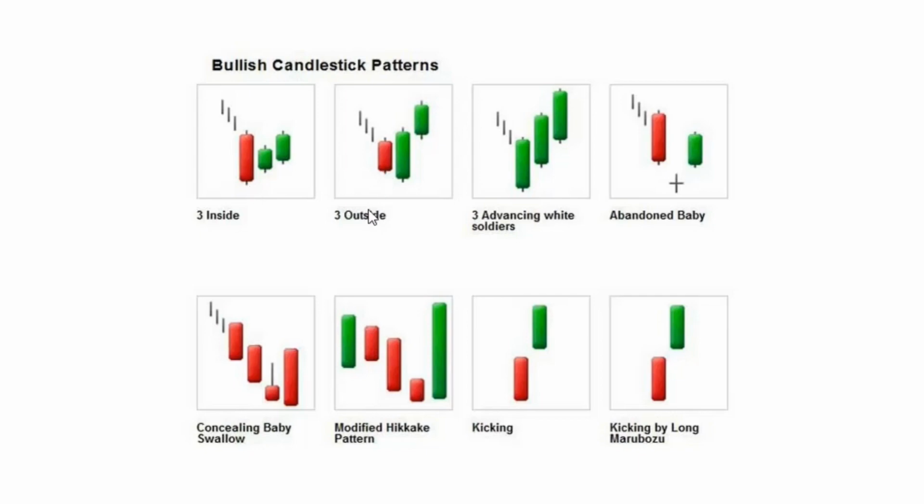So three outside, again, just ignore the names. The market has been falling. Now let's say this is the support level. The market has been falling, and here you get a bullish engulfing candle pattern followed by another green candle. Now this is a very strong reversal pattern, especially when it occurs at a support level.